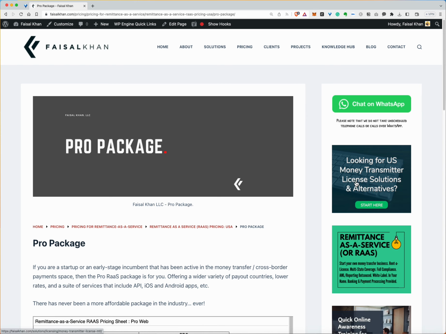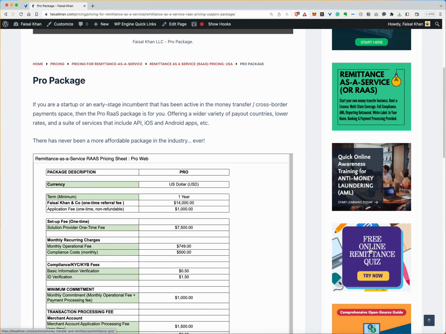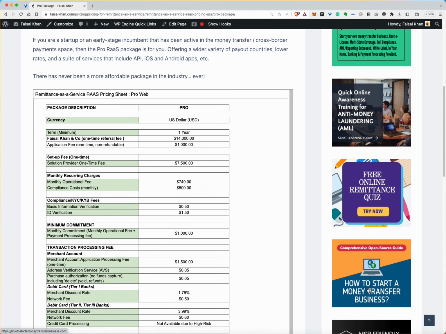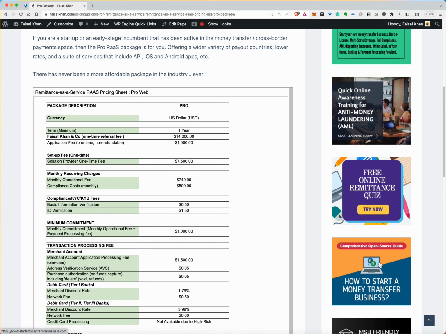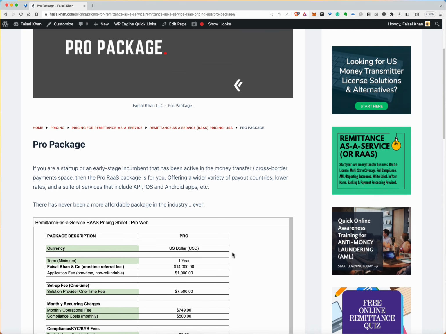If you go to our website, we have something for training online. There's a remittance quiz that you can do online. There's a comprehensive open source guide on how to start a money transfer business. All this is available on our website. You can go over there and have a look at it.